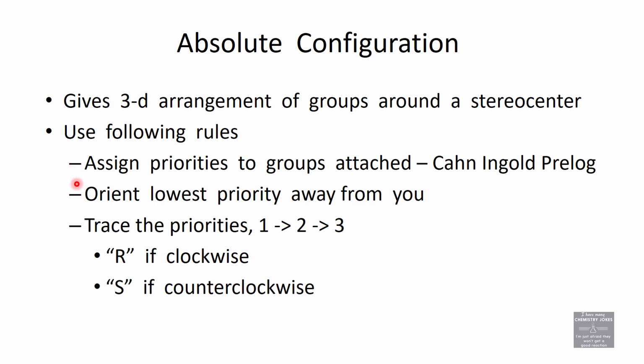So assign priorities, orient the lowest priority away from you. We should put a little asterisk by that maybe because we're going to talk further details about that. But put the lowest priority away from you, as in on the dash, and then trace your priorities 1 to 2 to 3. If you go clockwise 1 to 2 to 3, it's R. If you go counterclockwise, it's S. Let's walk through some examples to see if we understand this at all.